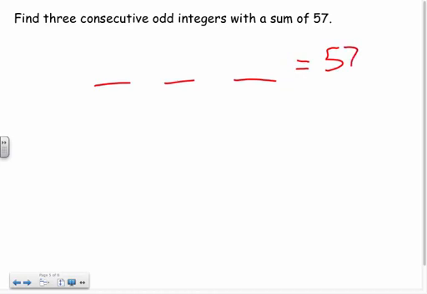So sum tells me I'm adding, correct? So I'm adding 3 integers that are going to add up to 57, and they're all odd. Well, I got to think about this. I can't just call the first one n for any number. Because if I just say n, n could be an even or an odd. So what could I do to that n to make sure it's an odd?